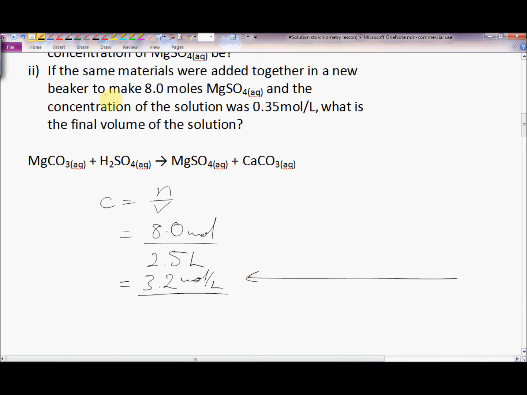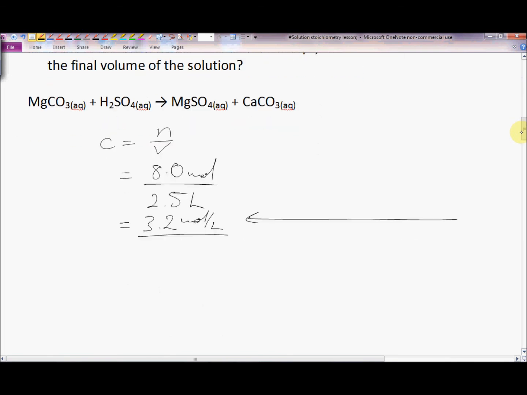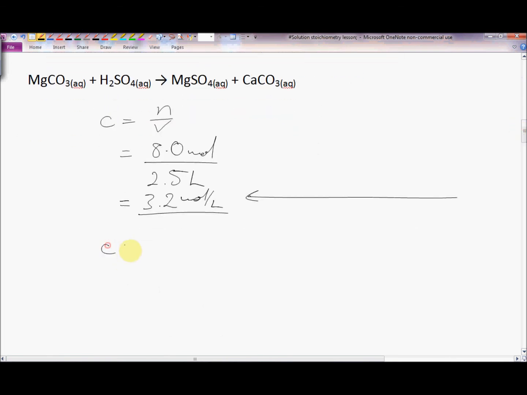Question 2 here. If the same materials were added together in a new beaker to make 8 moles of magnesium sulfate again, and the concentration of the solution was 0.35 moles per liter, what is the volume of that solution that was created? Okay, so we're going to use the same equation again. C is equal to N over V, but we're solving for V. V is equal to N over C.